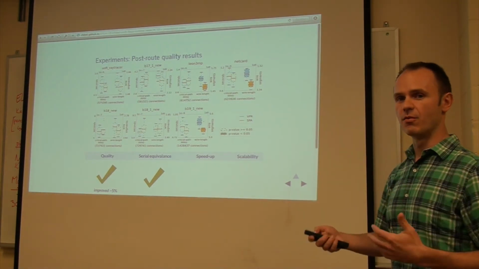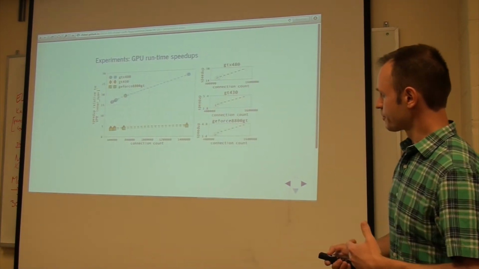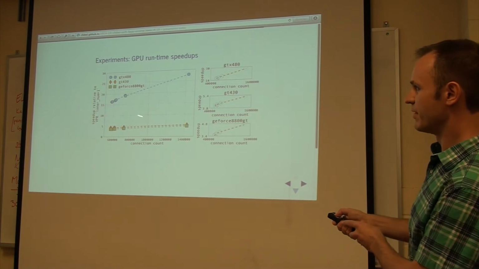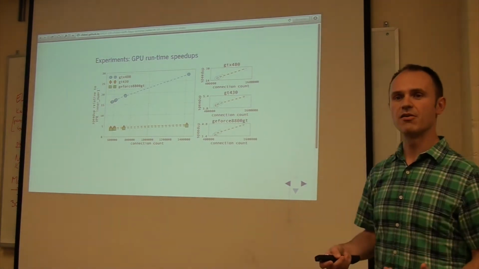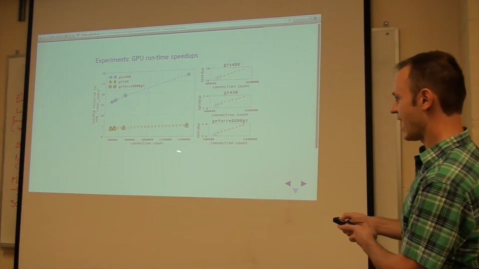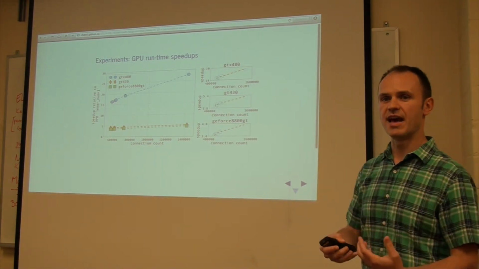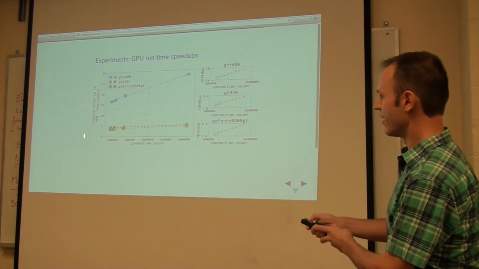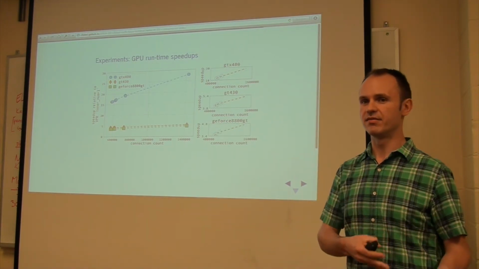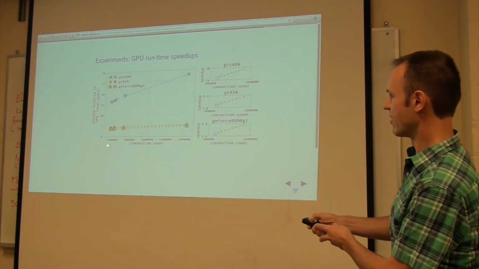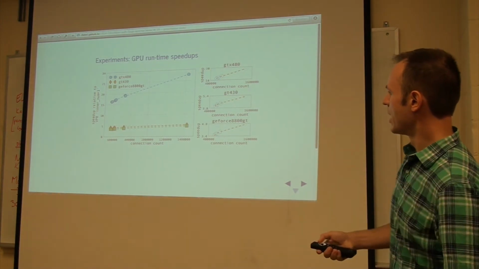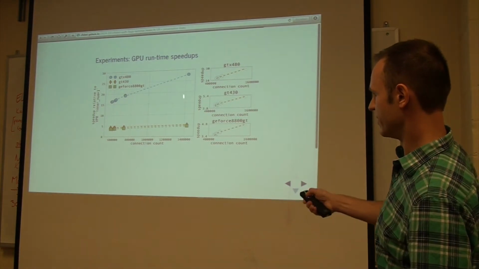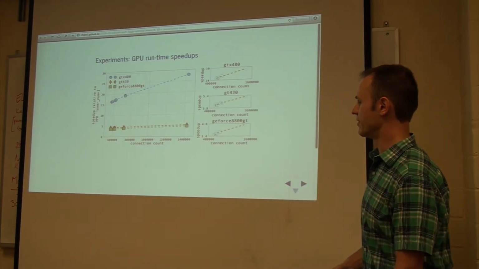But then we want to look at the runtime behavior. Here we have three lines on this plot, one corresponding to each of the video cards that we ran with. On the x-axis, we have the connection count in the netlist, which is a representation of the size of the netlist that we're running on. And on the y-axis, we have the speedup relative to VPR. At the bottom we have 0, and this is 30 times at the top. And what we see here is these are all just zoomed in versions of these different trends on the graph.